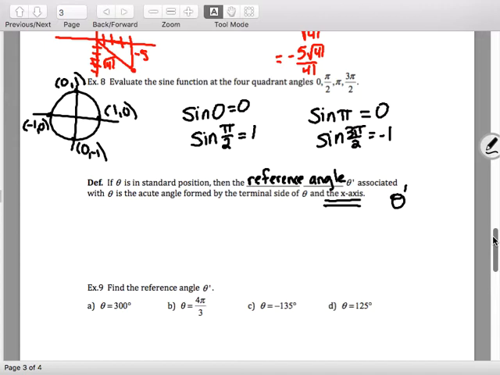So in the first quadrant, there's no reference angle. You just figure out what it is in the first quadrant. But when I go to the second quadrant, let's make a second quadrant sketch. If theta's over here, then theta prime is from the terminal side to the x-axis. So here's theta prime. If you needed to write a rule for how to figure out what theta prime is, what would the rule be? 180 minus theta, or if you're in radians, pi minus theta.